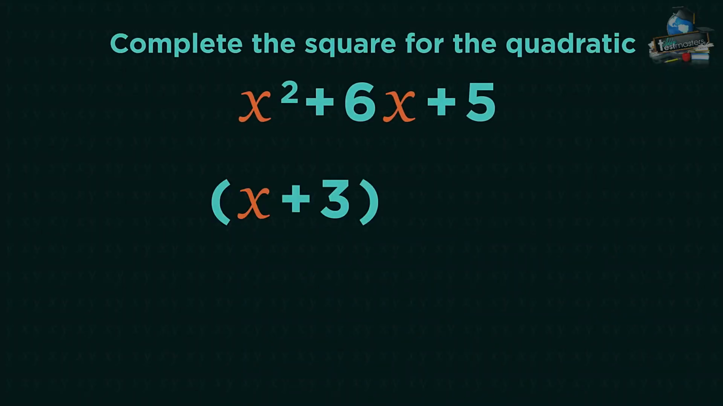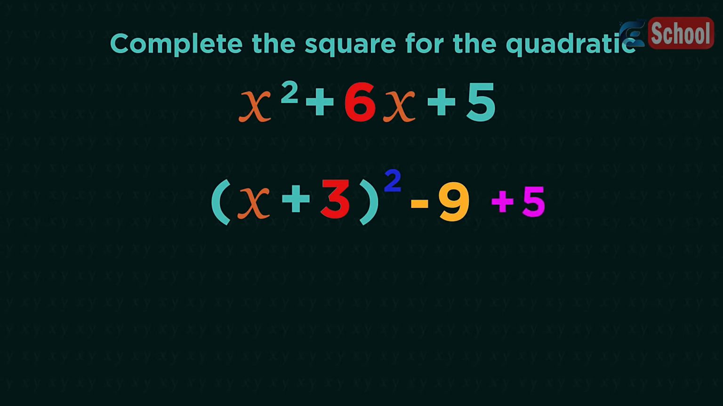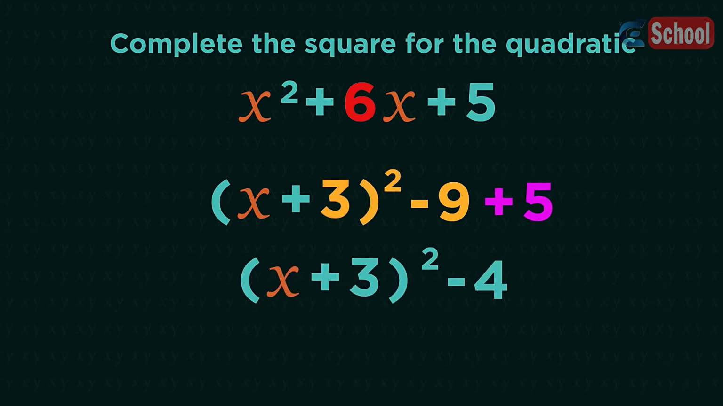We take half of the x term and put it into our bracket with x. So half of 6 is 3. Square the bracket, so x plus 3 squared. And because 3 squared is 9, we need to subtract 9. Then bring the 5 down from the question. So we get x plus 3 squared minus 4. And we've completed the square.